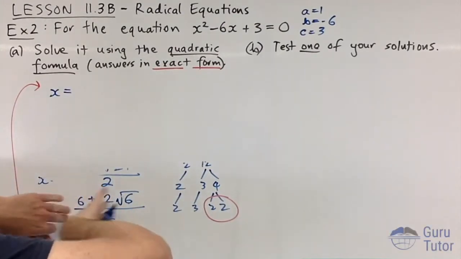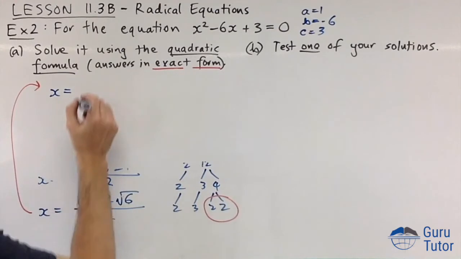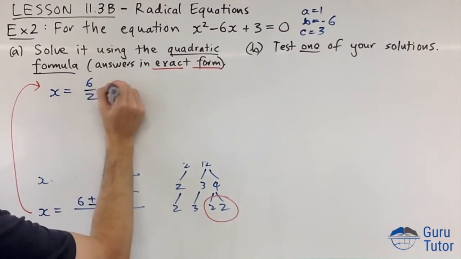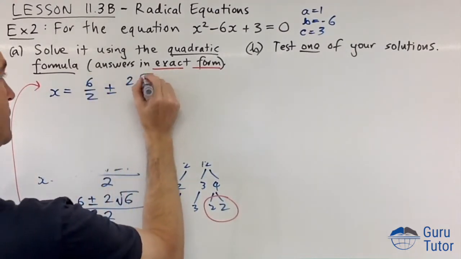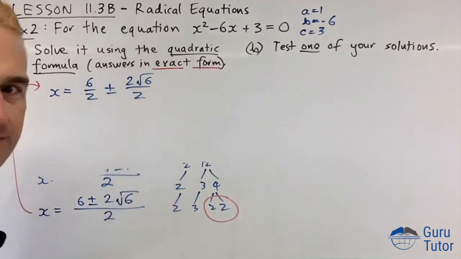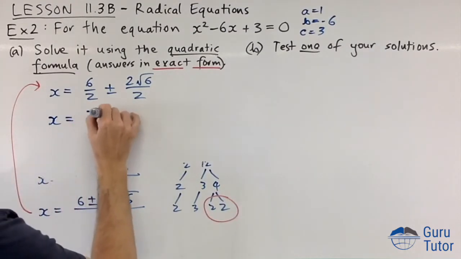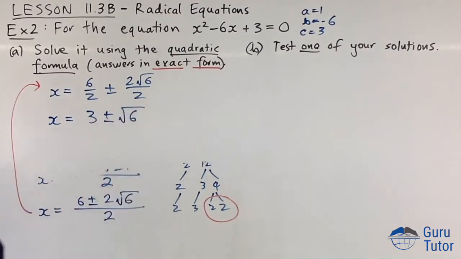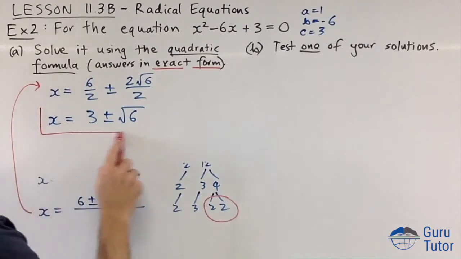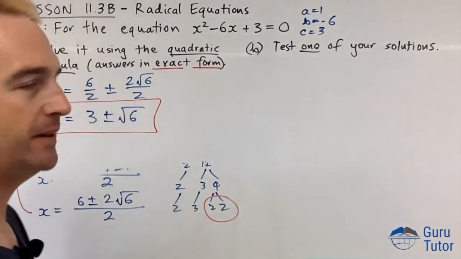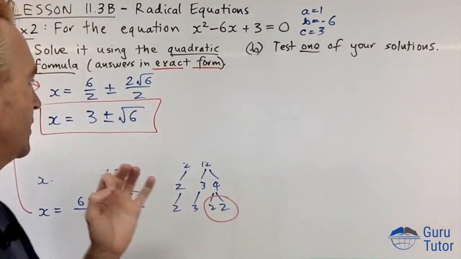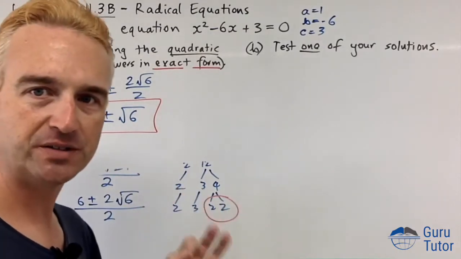What I'm going to do is I'm just going to break it up. Okay, so I'm going to make 2 separate fractions. I'll make it 6 over 2 plus or minus 2 root 6 over 2, like that. Okay, and can you see what's going to happen? All the fractions are going to disappear. 6 over 2 is 3 plus or minus root 6, and that is our solution. Final solution. We've got 2 answers. Okay, remember that means 2 separate answers, right? 3 plus root 6 and 3 minus root 6.